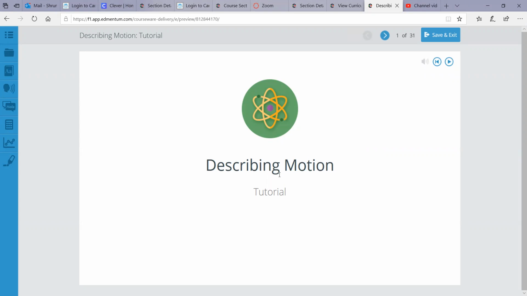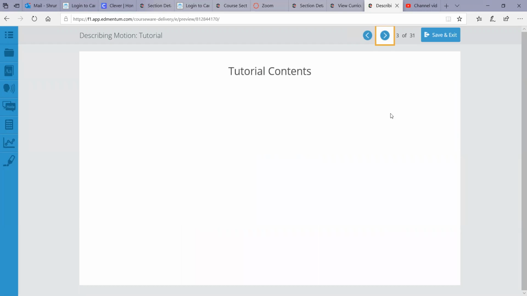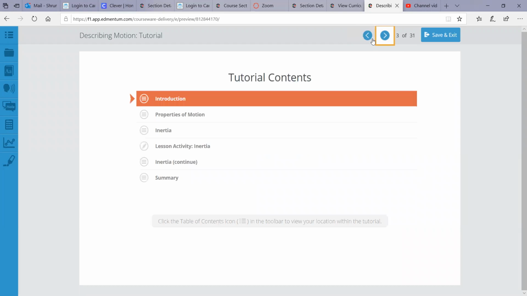I am back with another tutorial, and this one's all about motion and how we describe it. So looking at the objective in scientific language, we will identify kinematic quantities that are used to describe motion, distinguishing between scalar and vector quantities. And here's the contents of everything.